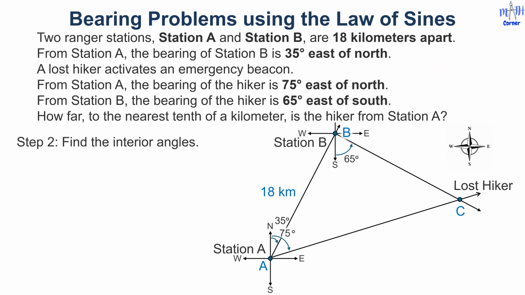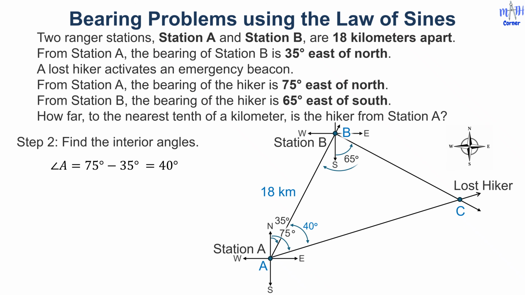Let's find angle A. At station A, the bearing of B from A is 35 degrees east of north, and the bearing of the hiker from A is 75 degrees east of north. Angle A is 75 degrees minus 35 degrees, which is equal to 40 degrees.